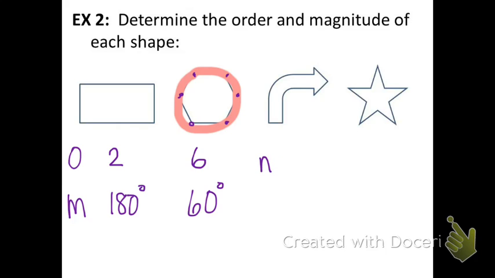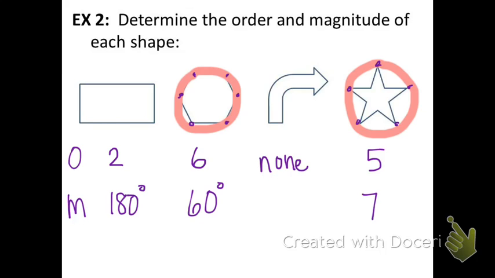On our second shape, we said we would have to turn that 360 degrees for it to be indistinguishable. So we said this has no order or magnitude. On our star, they're all the same. We took the same idea that you could draw a circle and then talk about how many times it touches the circle. Here it would touch 5 times, so we would say it would have an order of 5. And then we take 360 divided by 5 and we get the 72 degrees.